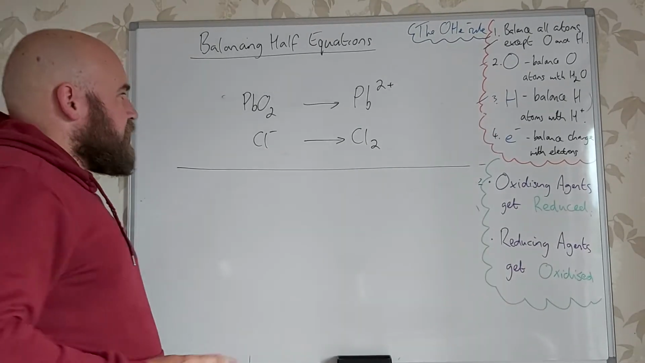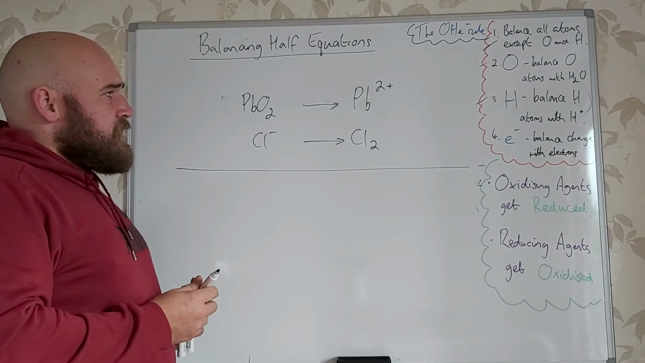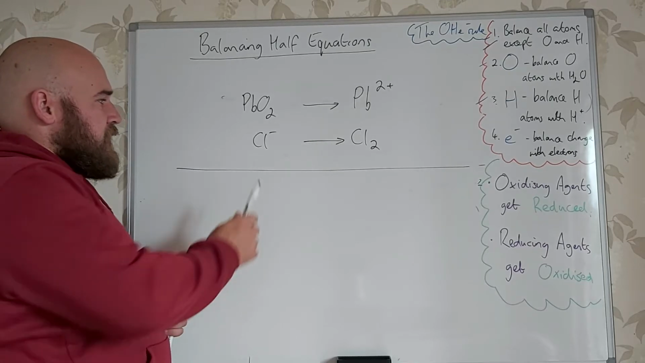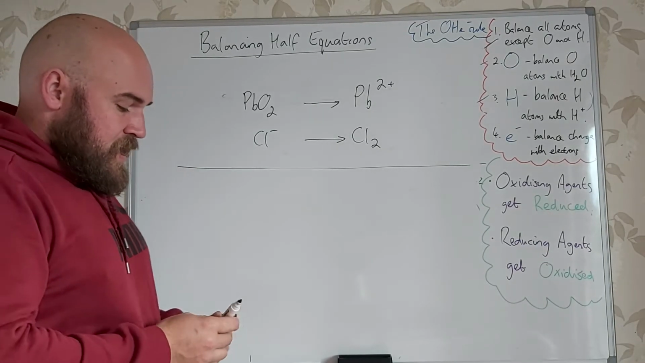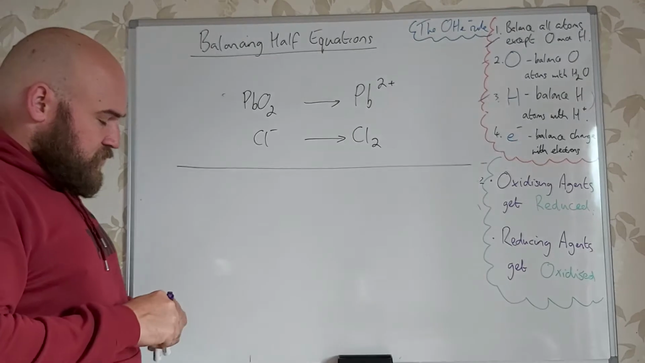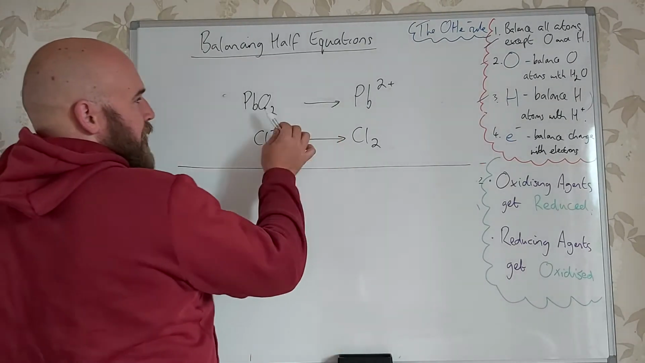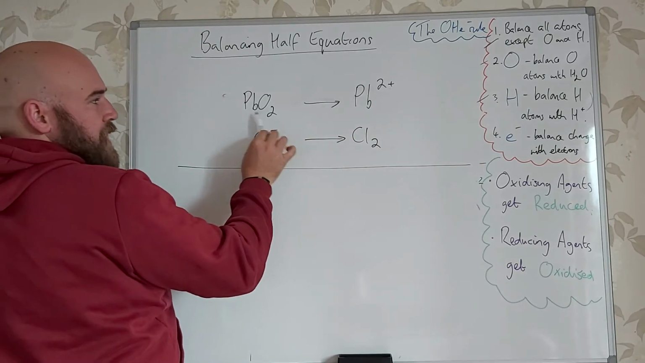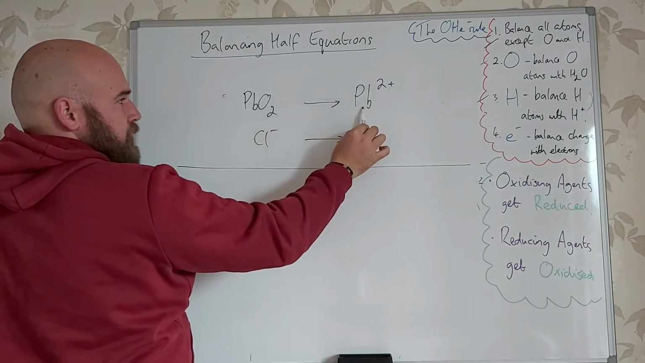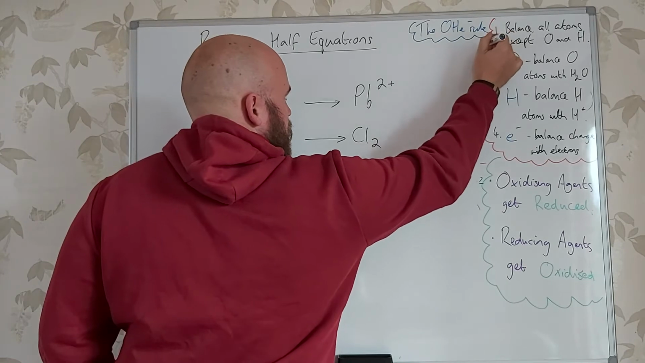Okay guys, got another example here. Got lead dioxide becoming lead ions and chloride ions becoming chlorine. And I'm going to first apply the OIL RIG rule to both. Okay, so let's apply the first one then. So balance the atoms which are not O's or H's. So I've got 1 Pb there. So that's the first one done.